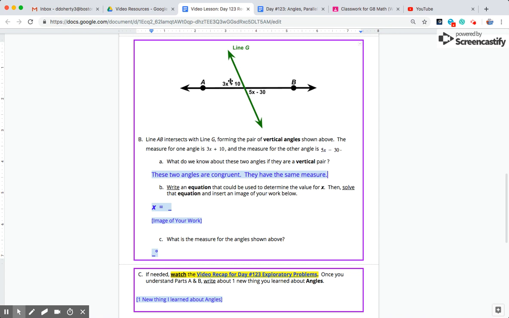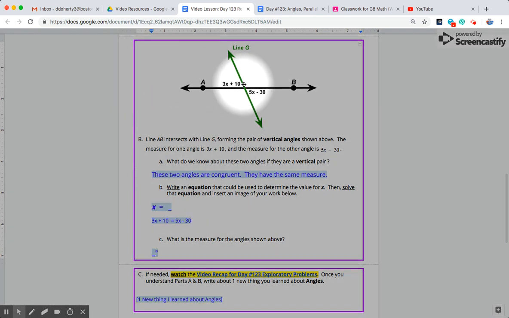So because of that, I know that 3x plus 10, the top angle up there, has to have the same value or be equal to 5x minus 30. Again, these two angles are a vertical pair, and we know vertical pairs are congruent to each other. You can see here how they look like they have the same measure, and we saw earlier some proof of why that is true.